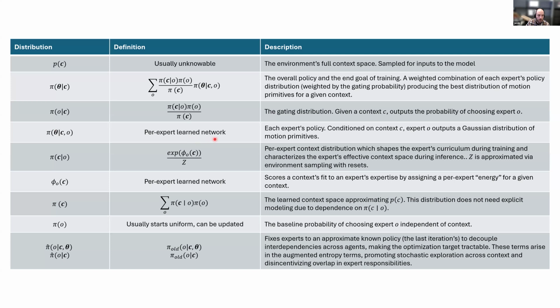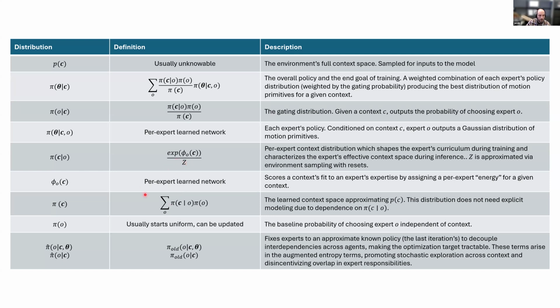So this is the per expert learned network. You can see that's how we're learning the actual policy. So this is a neural network for each expert. This is the energy function. We're also learning this, but we're learning it through the context distribution that assigns an energy to each context. So energy being how valuable, it scores each context, right? For that expert. For expert O, it gives this context a score. Is it good, is it bad? And this is learned, right? This is a neural network. Phi C is a neural network.